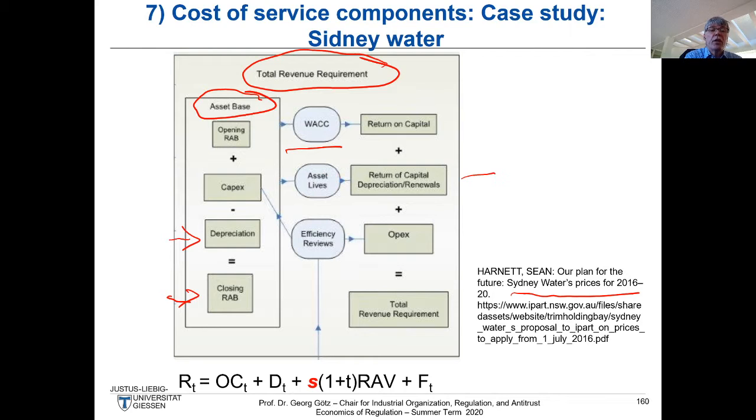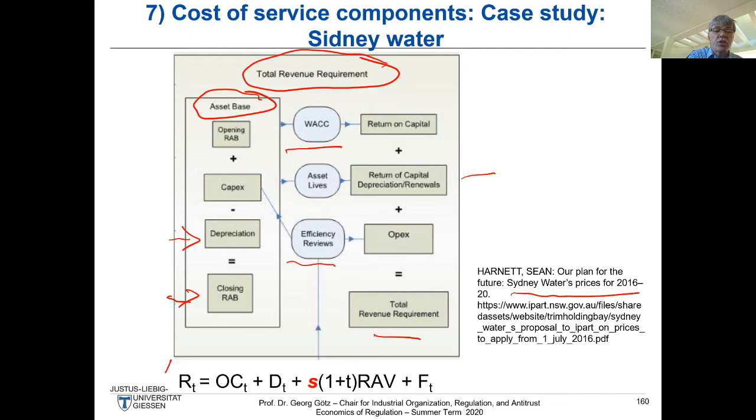This would be then your capital cost, where of course the asset lives, which determine depreciation, also matter. Then you have your OPEX, your operating costs, which are typically subject to efficiency reviews. So do your workers really work efficiently and so on? Do you have the right number of maintenance personnel, etc.? And this then would give the total revenue requirement.